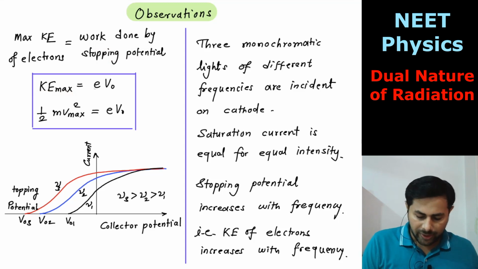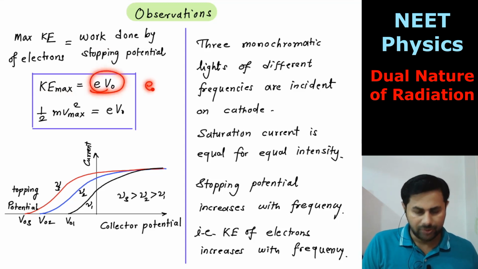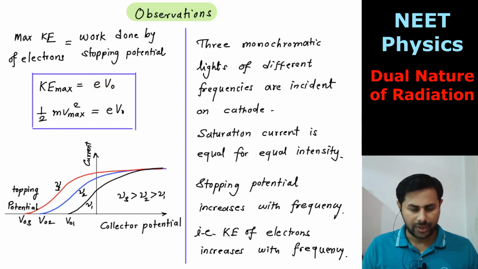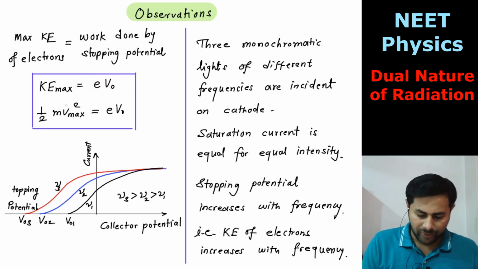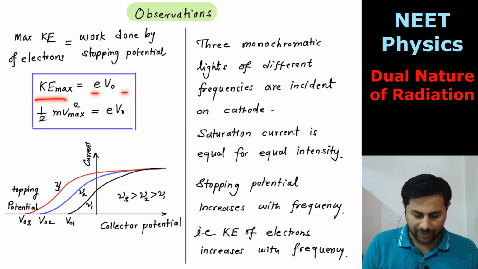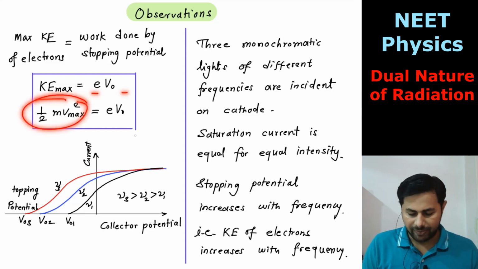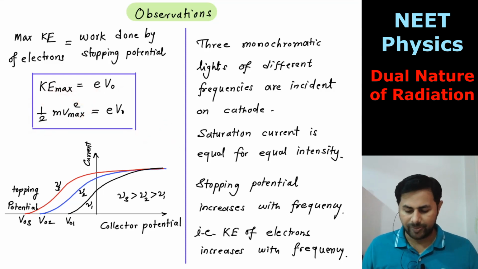So the work done by stopping potential is equal to the charge on an electron multiplied by the potential difference. That is the work done by the electrostatic potential difference. Therefore we get this formula: Ke max is equal to eV naught, and Ke max is half m v max squared, where m is the mass of the electron. What is v max? It's the maximum speed of electrons.